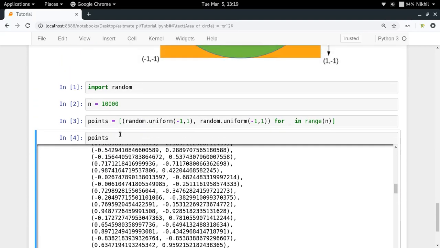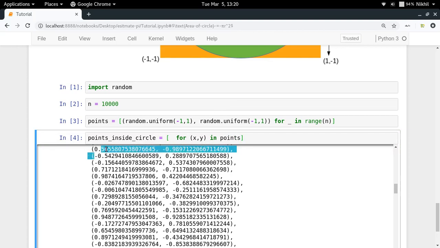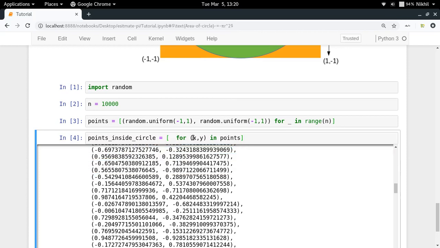Now how many of these points are inside the circle? That is what I need to find. So points inside circle is equal to, I will have to check each point. So for x comma y in points, I'm taking each point at once, and I'm calling that x and y, which means I'm unpacking them. So x is the first value, y is the second value.